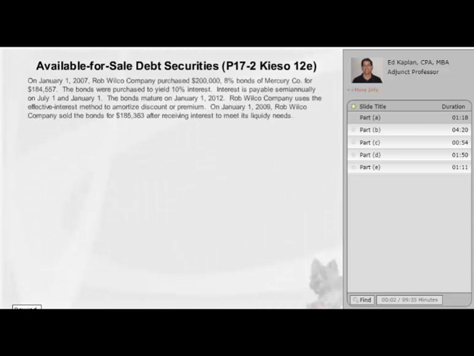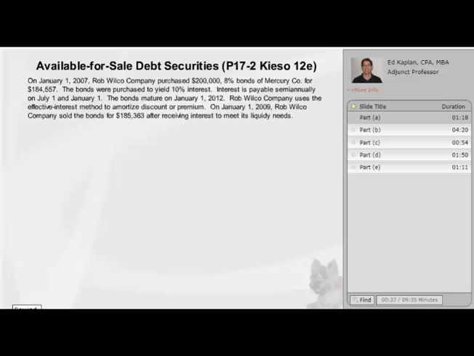On January 1st, 2007, Rob Wilco Company purchased $200,000 of 8% bonds of Mercury Company for $184,557. The bonds were purchased to yield 10% interest. Interest is payable semi-annually on July 1st and January 1st. The bonds mature on January 1st, 2012.